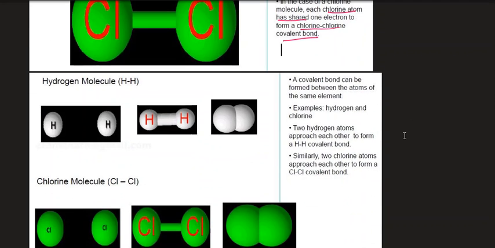And in the case of hydrogen, let us look at it in detail. A covalent bond can be formed by combining these two hydrogens. These two hydrogens are at a distance. When they combine like this, it forms a bond. So it looks like this. So this is H2. Similarly, chlorine atoms, when they combine together, form a chlorine molecule.